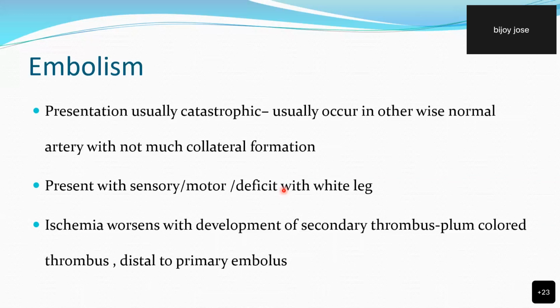So patients having acute limb ischemia without much collateralization sometimes have a sensory impairment, sometimes a sensory and motor impairment, and sometimes they present with a white leg. And the ischemia worsens with the development of secondary thrombus. Distal to the occlusion, because of stagnation and sluggish flow, there is a high possibility that the patient develops a secondary thrombus. This is a plum colored thrombus distal to the primary embolus. That worsens the clinical situation of the patient, because it occludes the remaining small collateral vessels distal to that.